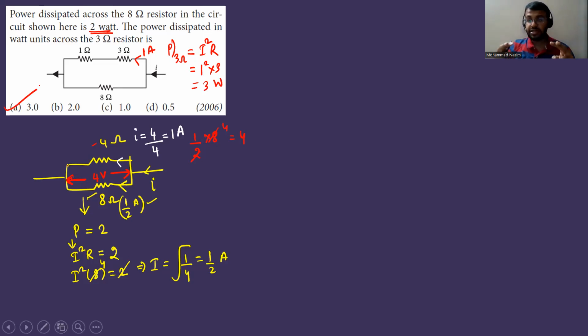If you know any two parameters, try to calculate the third parameter immediately. Whether asked or not, you can easily do it immediately. Are you getting it? Fine.